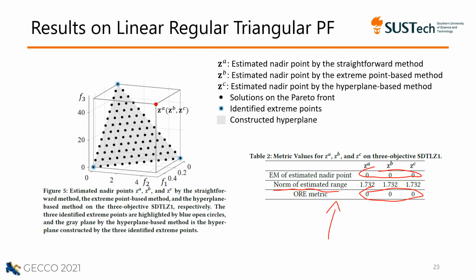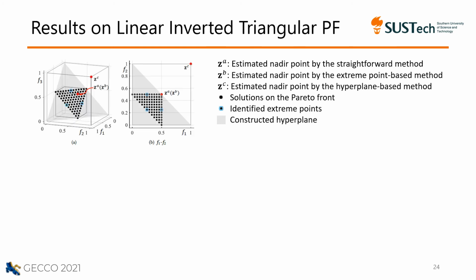These observations are consistent with the visual observations in this figure. That is, all the 3 metrics can correctly measure the estimation quality of the estimated nadir point.